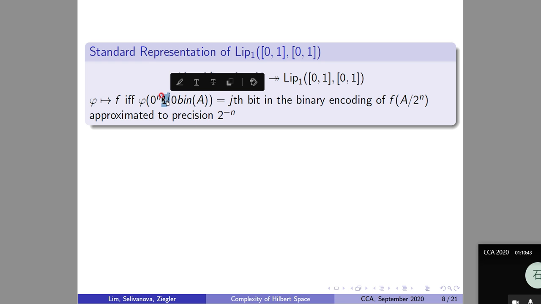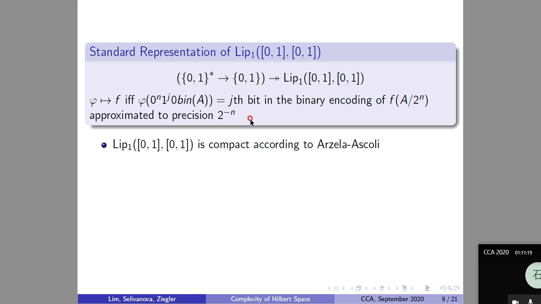And because n is the precision parameter, here we use the supremum. N is the precision parameter, and a is the value of the input argument of the function that we want to encode, and j is the bit position, because this is a string predicate, not a string function. We need an additional argument like j.